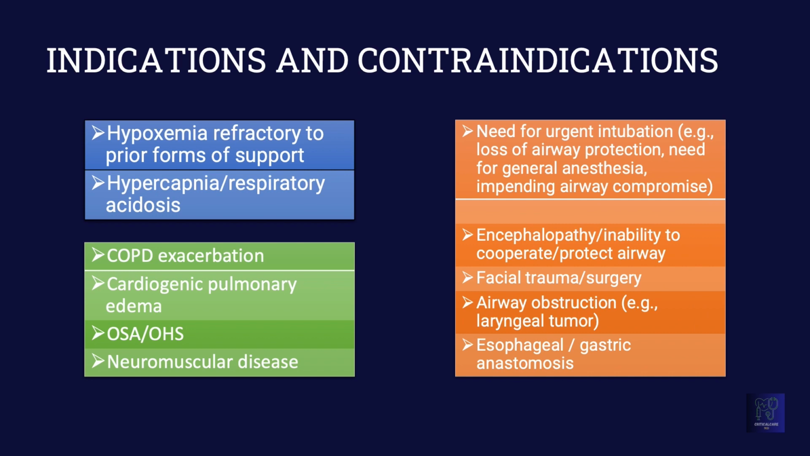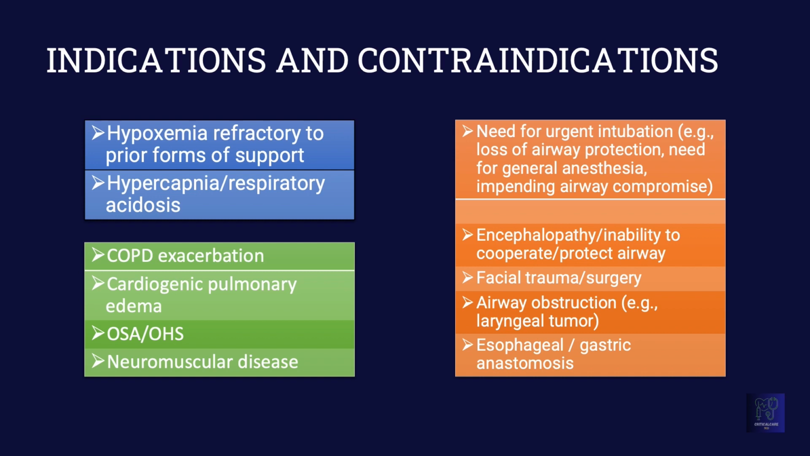Contraindications. Really, there is one main contraindication to keep in mind, which is if there is a need for urgent intubation, you want to go straight for intubation. You don't want to mess with NIV. For example, take a patient who has anaphylaxis, is having worsening upper airway swelling, is wheezing, is in respiratory distress. You don't want to put this patient on NIV and hope for the best. You want to go straight for endotracheal intubation.